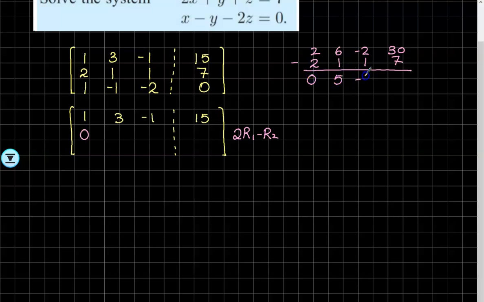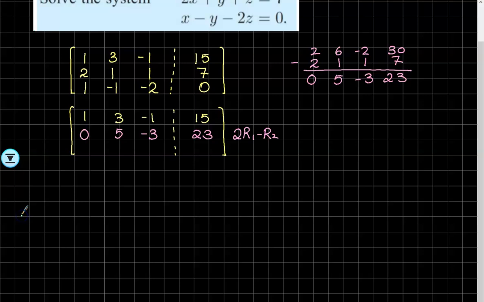5 again. -2 take 1 is -3. 30 take 7, 23. It's very straightforward. Like, seriously, we're adding and timesing simple numbers. But you need to be concentrating, otherwise you're going to stuff up.